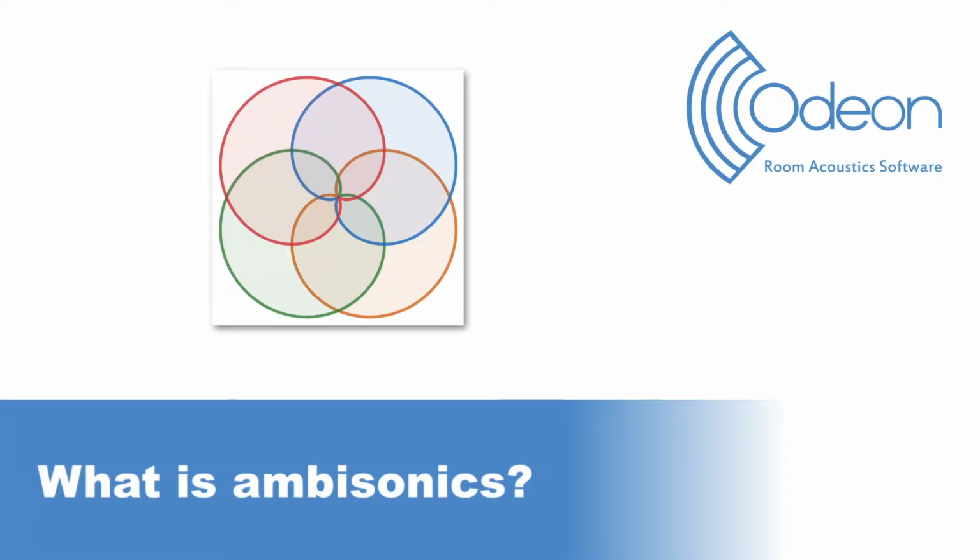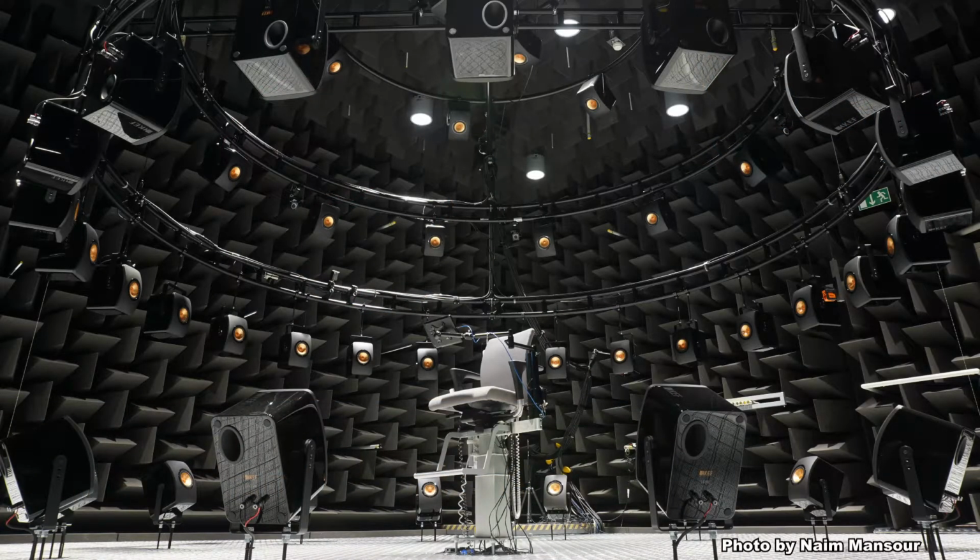In this video, we will talk about what is ambisonics. Ambisonics is a full-sphere surround sound format, meaning it can fully describe any 3D sound field with its direction characteristics. This has several interesting applications.